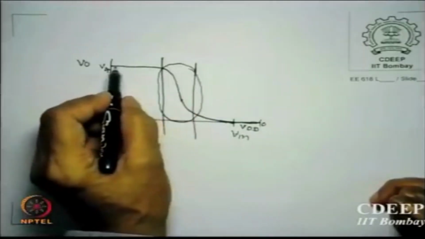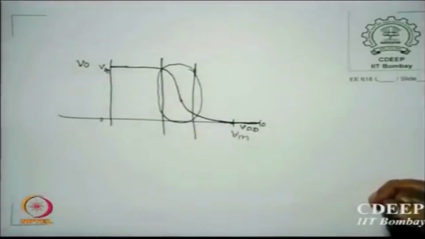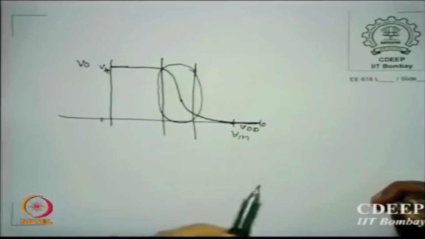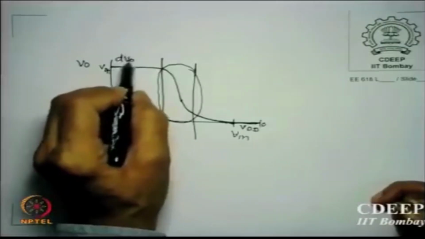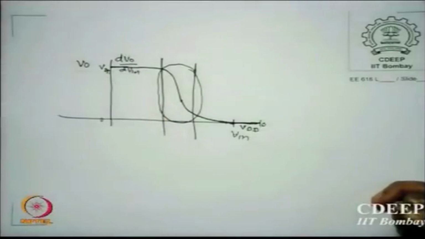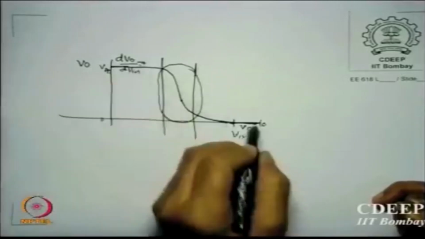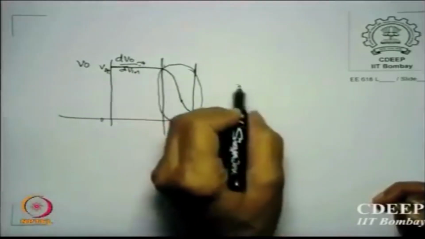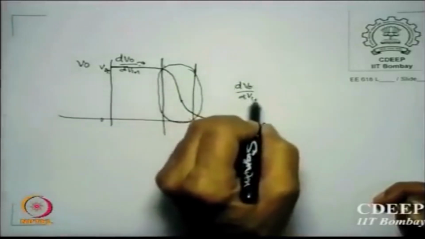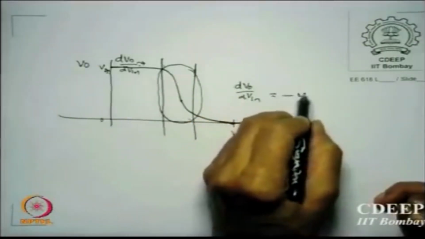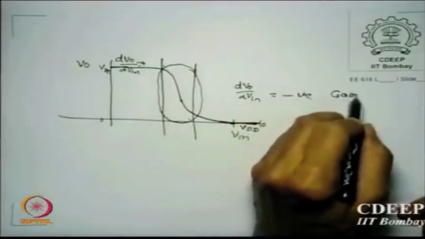The reason is we are only worried about these levels in digital, 1 or 0. So input goes 1, output should go 0. Input goes 0, output should go high. It transits, we don't care too much. We do, but not so much. If you see the gain here, dV0 by dV in is how much? 0. Same way here. So this is 0 in these 2 regions. But what is here? dV0 by dV in, which is gain, which is a negative value, is my gain.